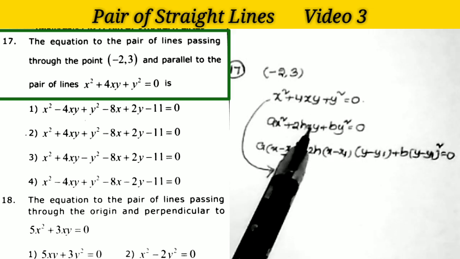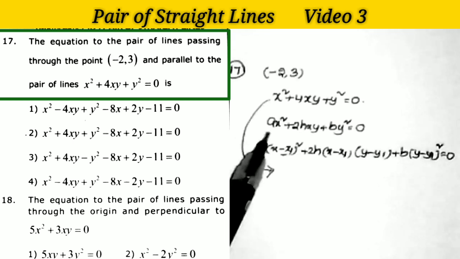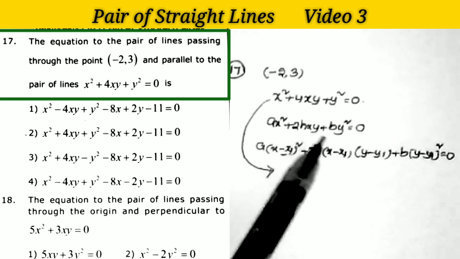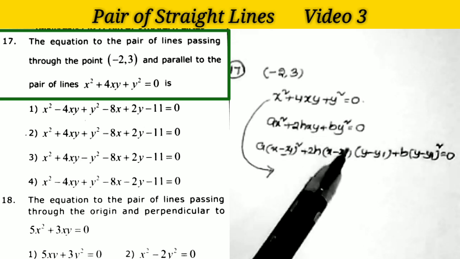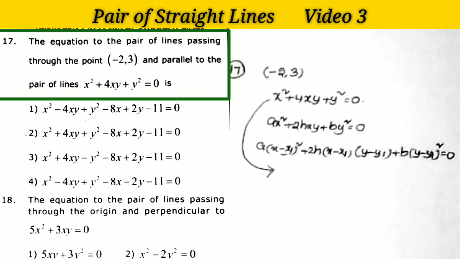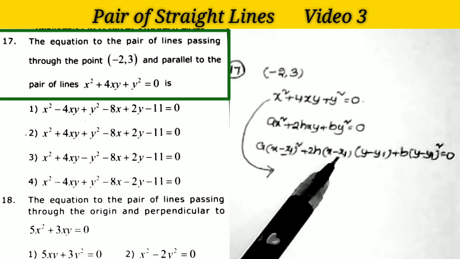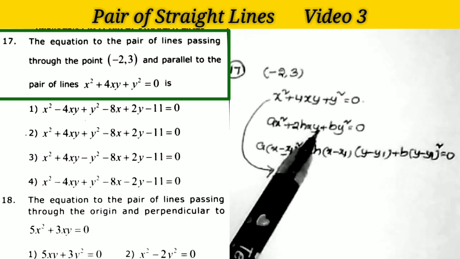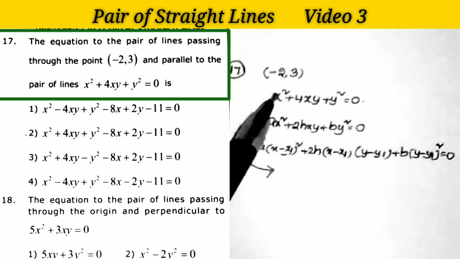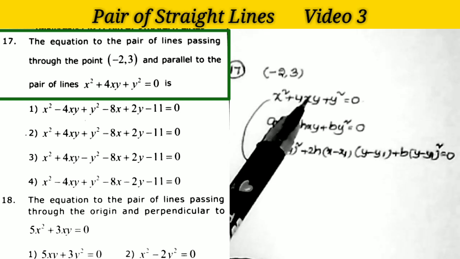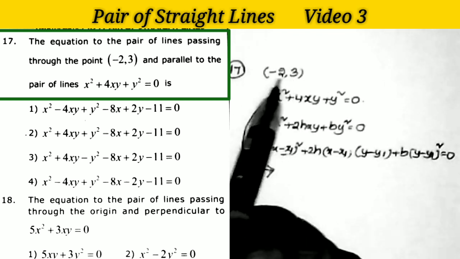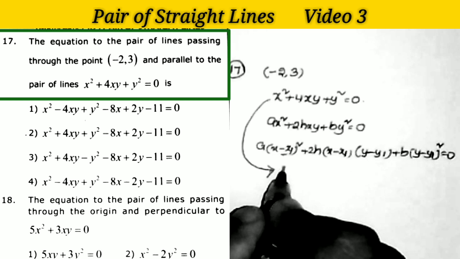Now what is the difference between these two? Just simply here we replace x with x minus x1, y with y minus y1 in the given equation to get the required equation. Here also we apply the same concept, just replacing x with x minus x1, y with y minus y1 in the given equation. What is (x1, y1) here? (-2, 3).